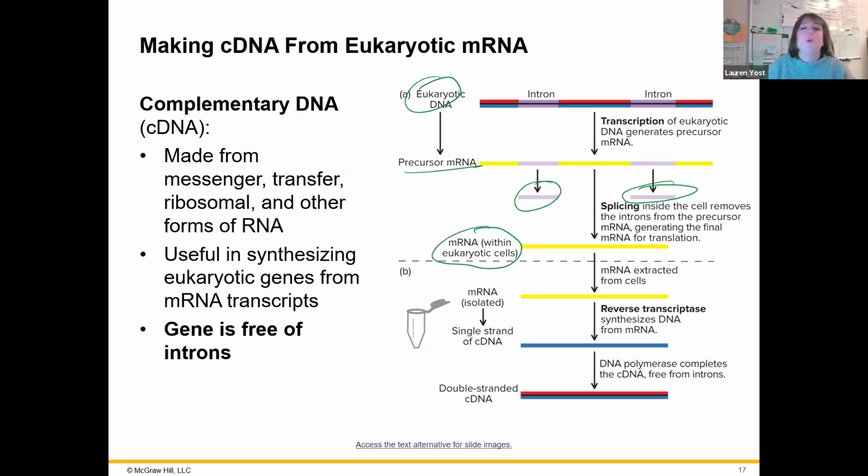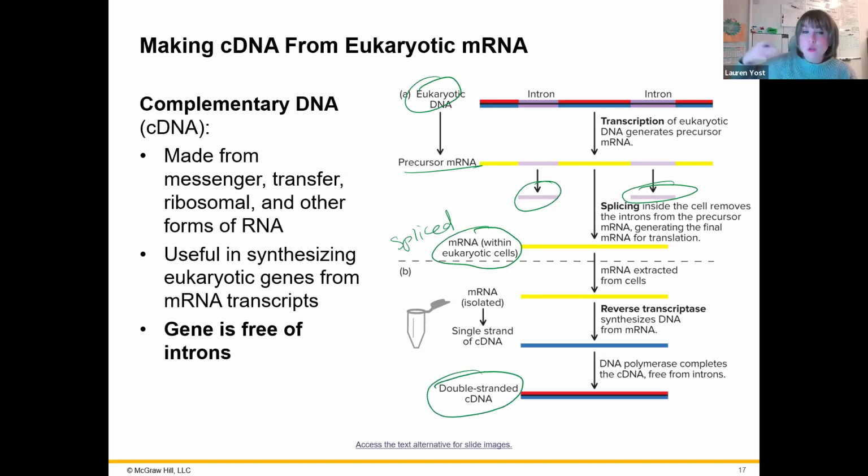Well, what we can do is we can take the cells of a eukaryote like me or you. Let's say we could take the cells of my pancreas that are filled with this processed, spliced mRNA and extract that spliced mRNA, that processed mRNA, and then reverse transcribe it back into DNA, and it no longer has any of those introns in it. And then that creates cDNA, which is complementary DNA.